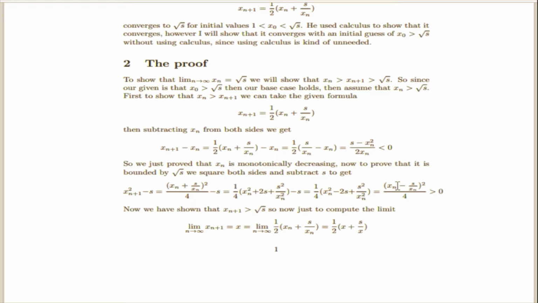Which is also just the same square, but with a negative. It's the square of the conjugate. So we know that a squared number over a positive constant is always going to be positive. So that's how we get that it is greater than 0. Now we have shown that x sub n plus 1 is greater than the square root of s.